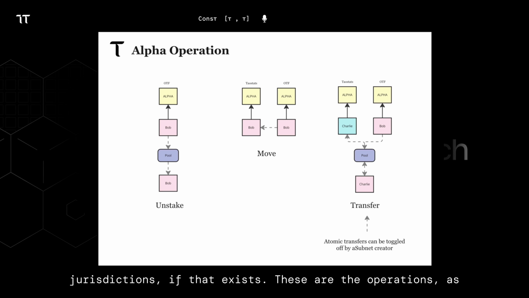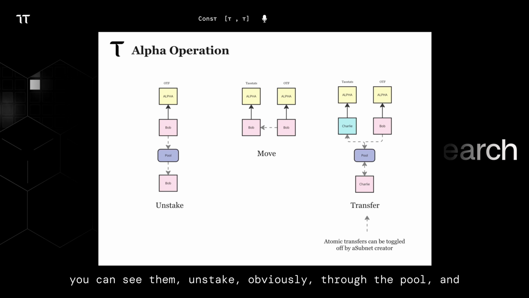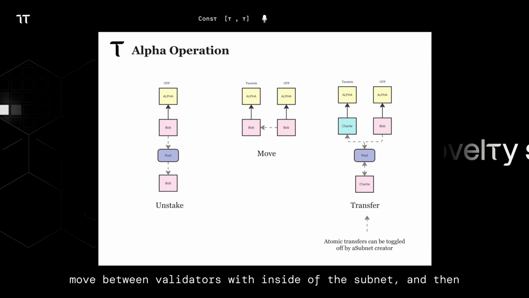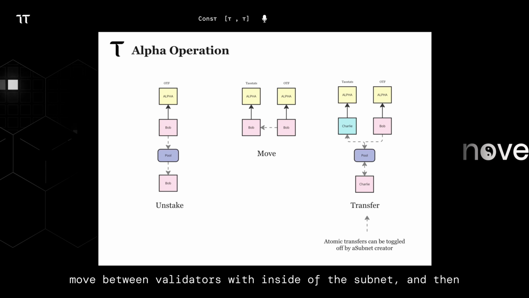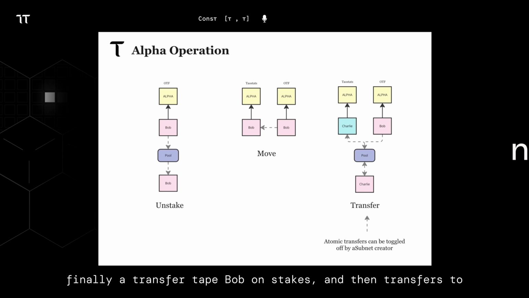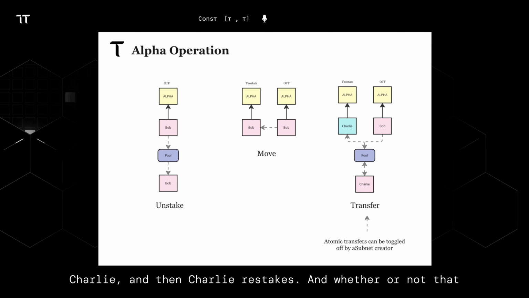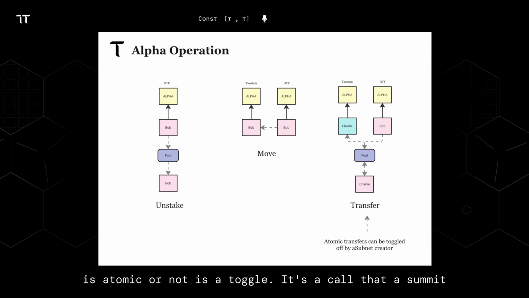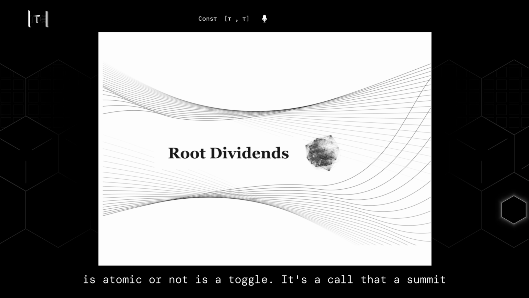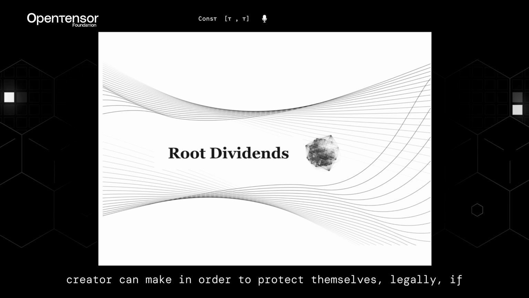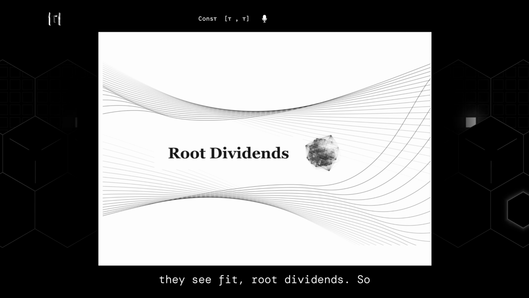These are the operations. As you can see them, unstake obviously through the pool and move between validators inside of the subnet, and then finally a transfer to Bob unstakes and then transfers to Charlie, and then Charlie restakes. And whether or not that is atomic or not is a toggle. It's a call that a subnet creator can make in order to protect themselves legally if they see fit.